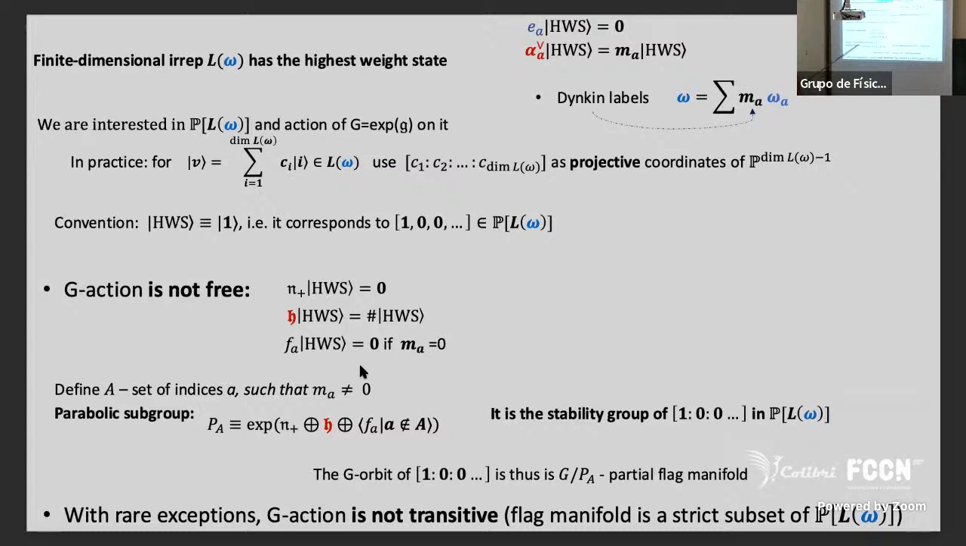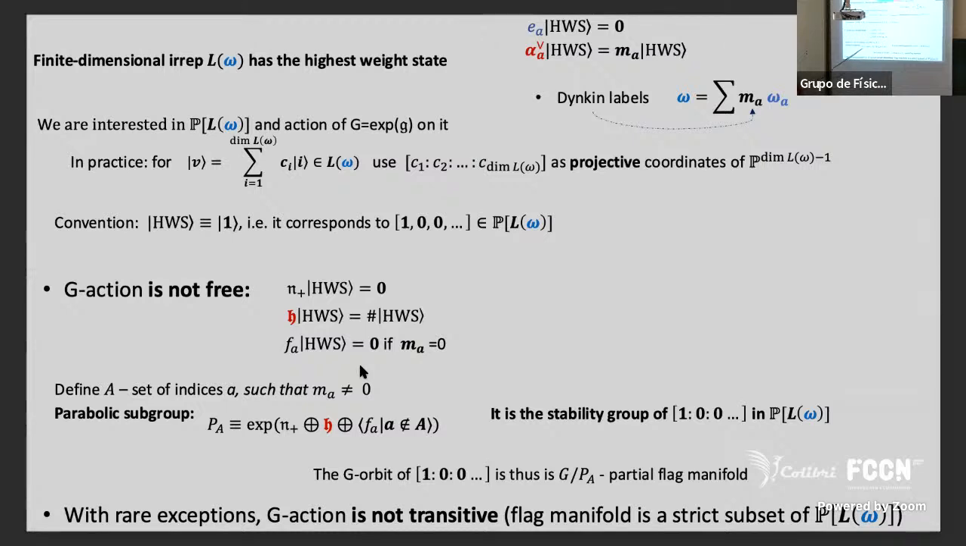So define now by set A all indices such that the Dynkin label is non-zero, and consider exponentiation of the raising part of the algebra, the Cartan algebra, and everything generated by lowering operators, by commutation relations, such that Dynkin labels are 0. This is what I'm writing here. So these are all the guys for whom the highest weight state is a stability point.